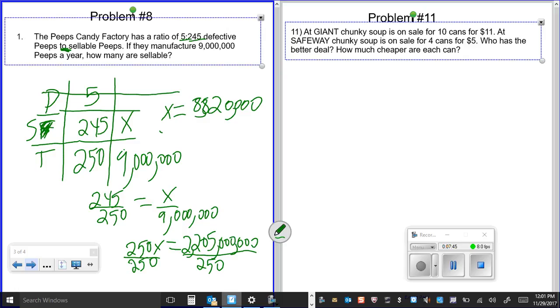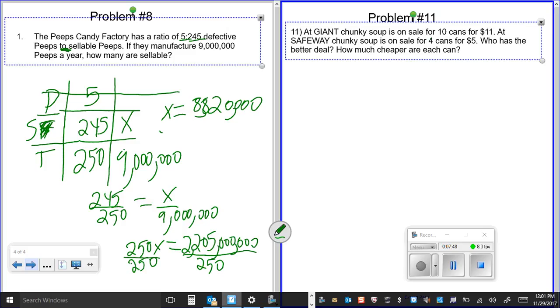All right, and then the final one, number 11. At Giant, Chunky Soup is on sale for 10 cans for $11. At Safeway, Chunky Soup is on sale for 4 cans for $5. Who has the better deal? This one, you're going to set up 2 proportions and solve. You're going to do cans over money, so I'm going to do C over dollars. This is going to be Safeway, and this is going to be Giant.